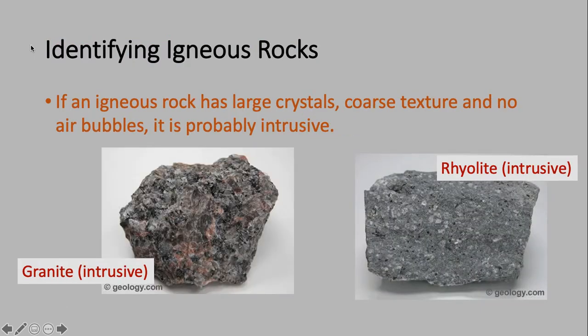Here's an example or two of igneous rocks with large crystals, coarse texture, and no air bubbles. We've got granite and rhyolite, both intrusive igneous rocks.